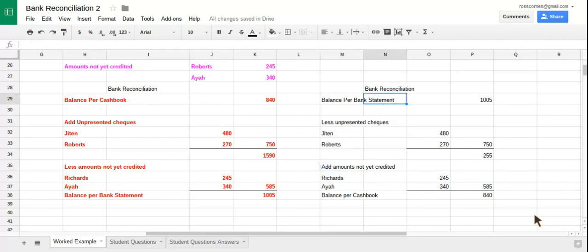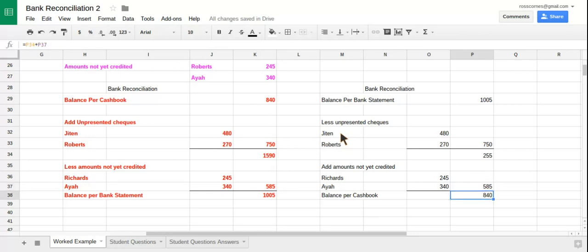So if we just think about the logic of doing it this way, balance as per the bank statement, well, we need to less unpresented checks because that's money that's going to go out that the bank haven't yet done. So we need to take that $750 off because we know that suppliers are going to cash those checks. So that would leave us with a balance of $255. However, we've paid some extra money into the bank. We've paid in total $585, and that would increase the amount of money that the bank actually owes us.